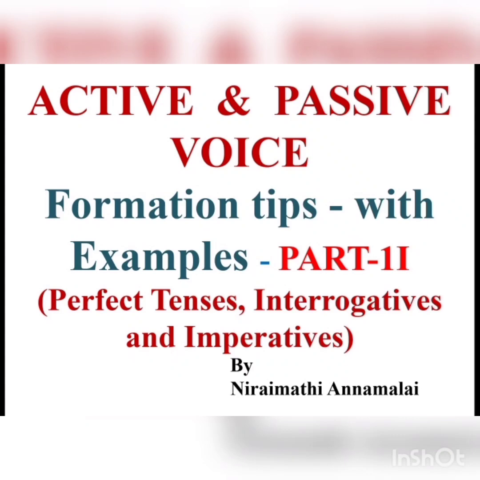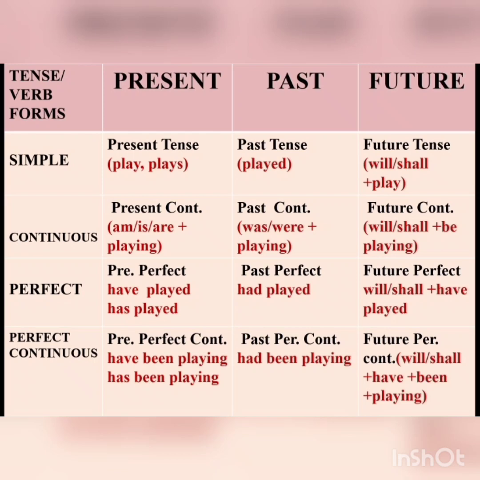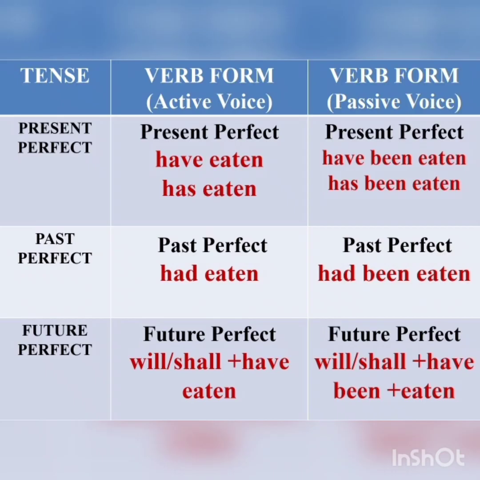Hi students, in today's class we are going to learn about how to make passive and active forms for perfect tenses, interrogatives and imperative sentences. This table tells us about verb forms of 12 tenses. There are three major tenses. They are present, past and future. Each tense has four forms with different verb patterns.